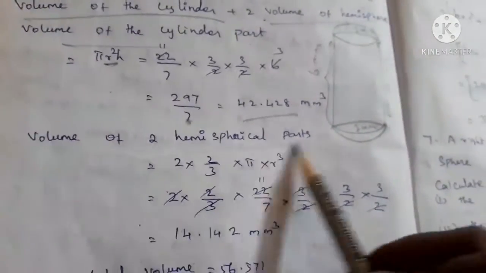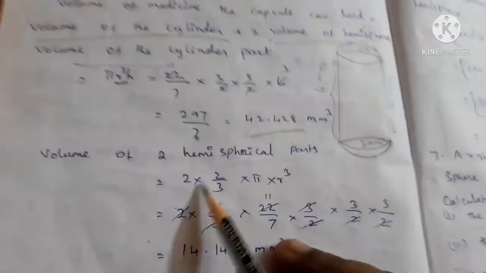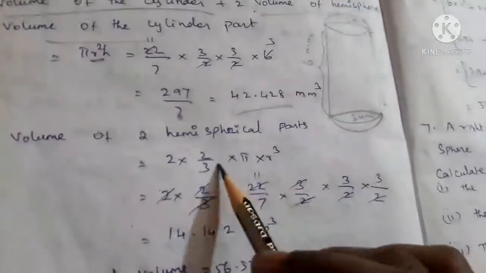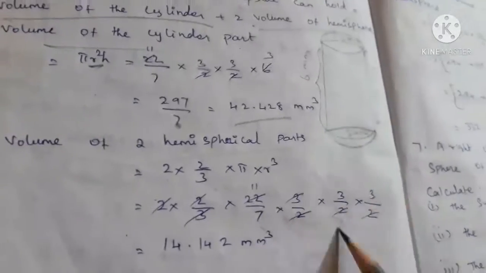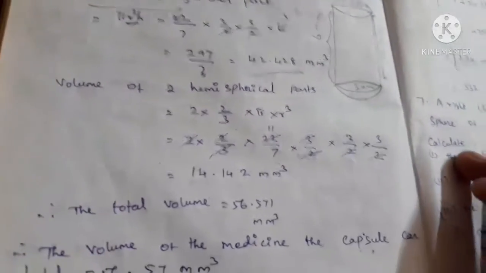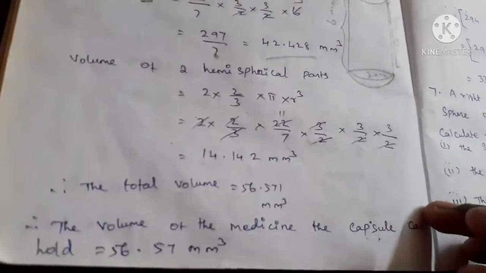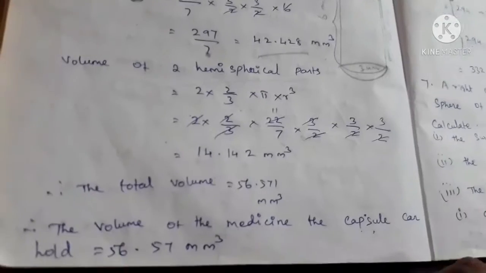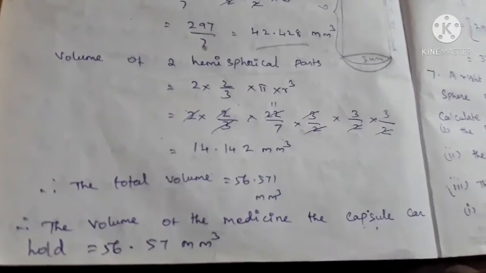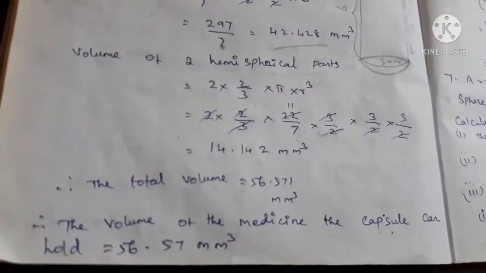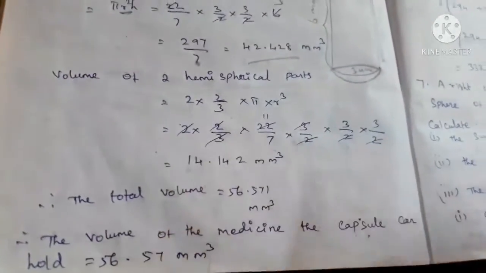Then the volume of the two hemispherical parts is 2 into 2 by 3 into pi r cube. So 2 into 2 by 3 into 22 by 7 into 3 by 2 into 3 by 2 into 3 by 2. When you cancel all the things, you will get 14.142 millimeter cube. Therefore, the total volume, when you add these two, is 56.571 millimeter cube. Therefore, the capsule can hold 56.57 millimeter cube of medicine.